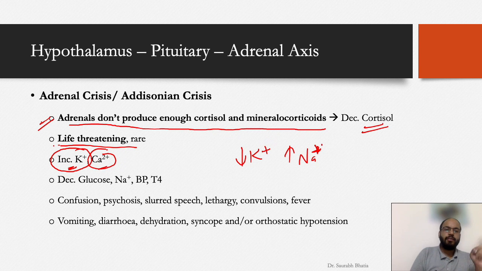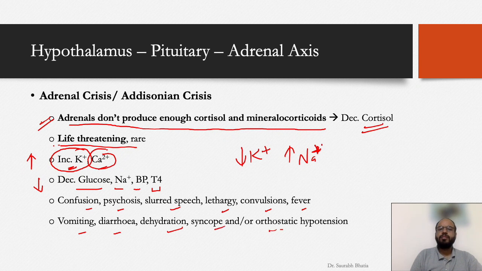The major effect of glucocorticoid is to increase glucose, so the opposite will happen. Glucose will decrease, sodium will decrease, blood pressure will decrease, T4 and thyroid level will decrease. It will cause hypothyroidism. So these all will decrease, potassium and calcium will increase. And because of this electrolyte imbalance, you will have confusion, psychosis, slurred speech, lethargy, convulsions, fevers, vomiting, diarrhea, dehydration, syncope, or even orthostatic hypotension because blood pressure is not being maintained. And it's more of an acute event. Okay, so this is known as adrenal crisis or Addisonian crisis.